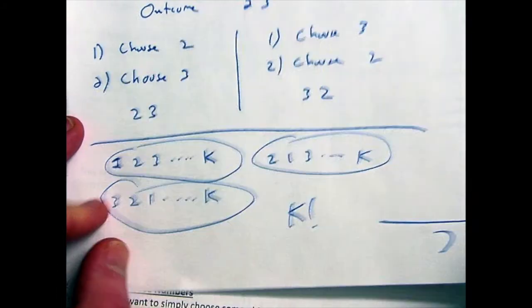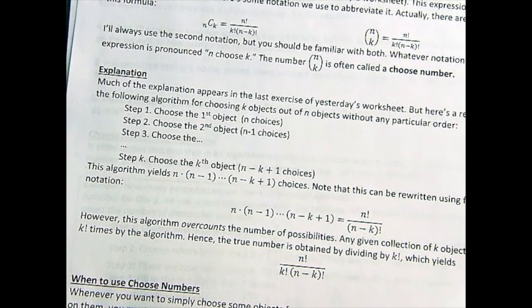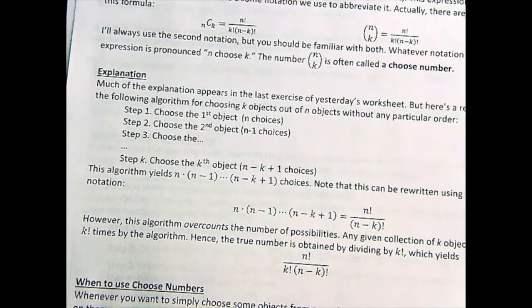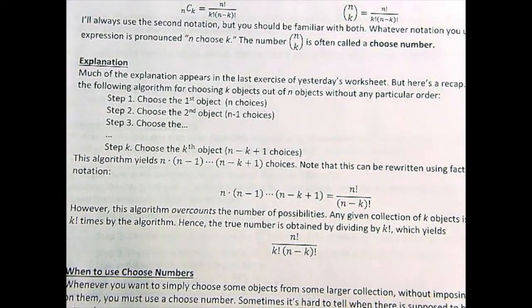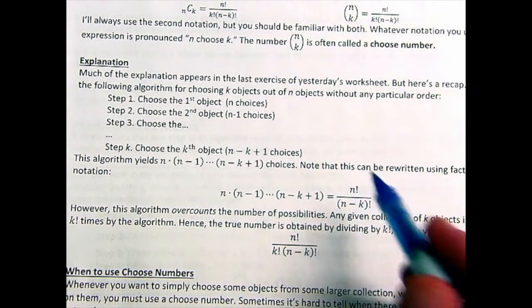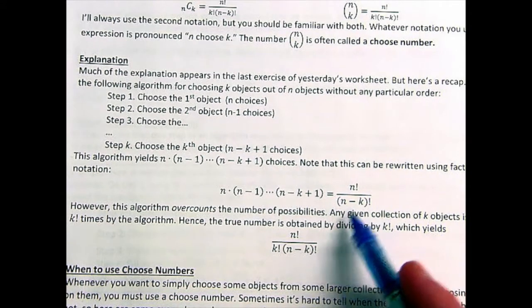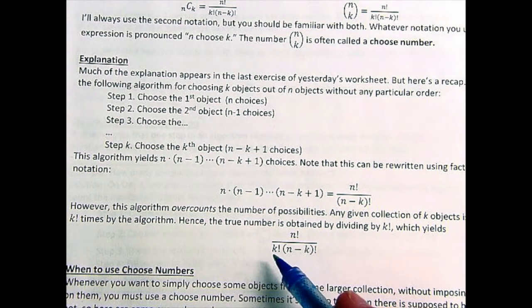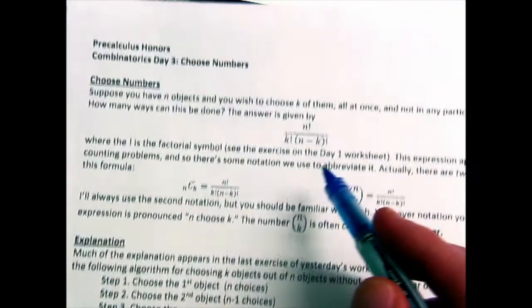Okay? So therefore, this algorithm overcounts the number of possibilities by a factor of k factorial. So what we do is we take the number generated by this algorithm and then we divide it by k factorial. Okay, and that gives us the formula right here.